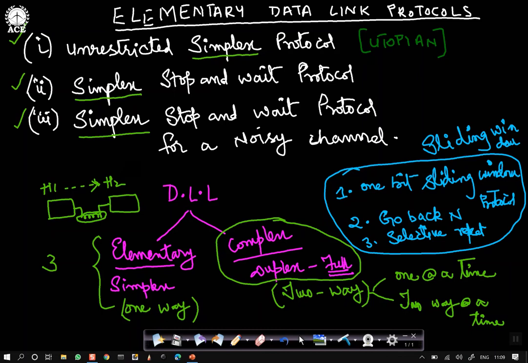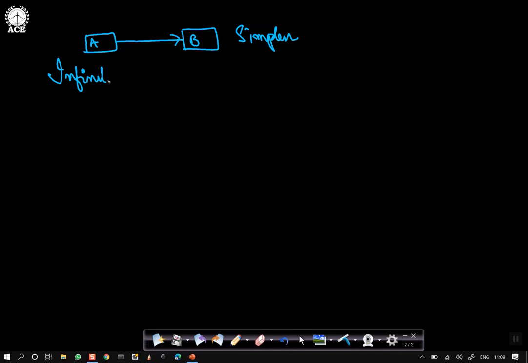Now, recollecting the last class discussion, we made certain assumptions. What are the assumptions? Machine A wants to send data to machine B. This was the first assumption. This is the meaning of simplex. We assume A has an infinite amount of data, so that machine A doesn't have to wait at any time for data. Infinite data availability.